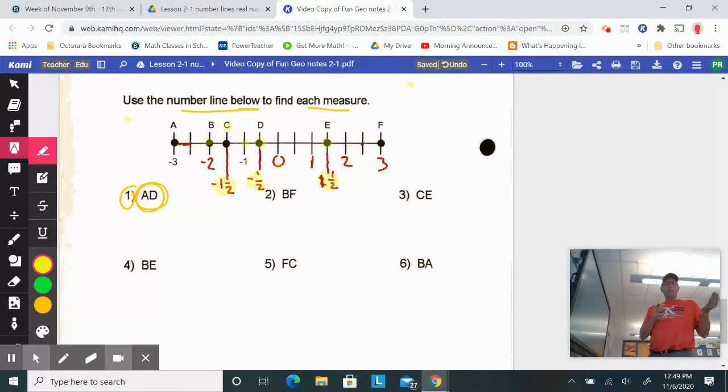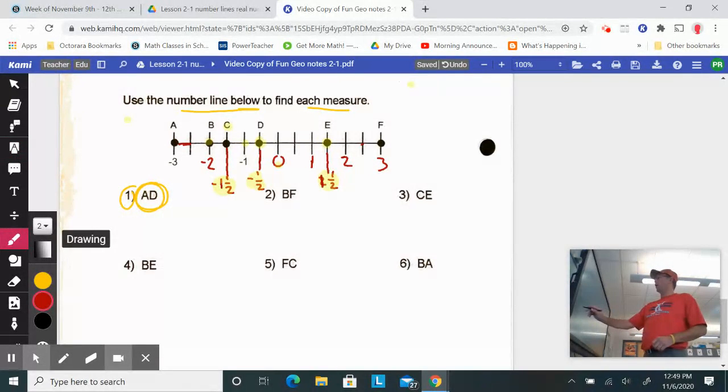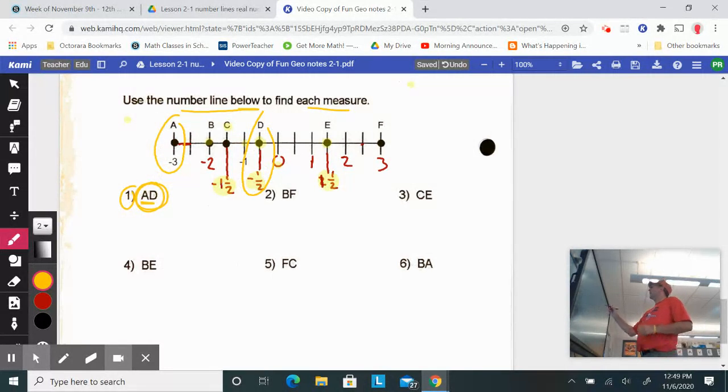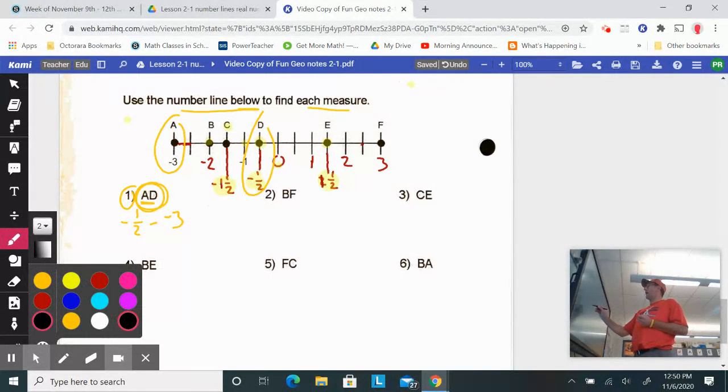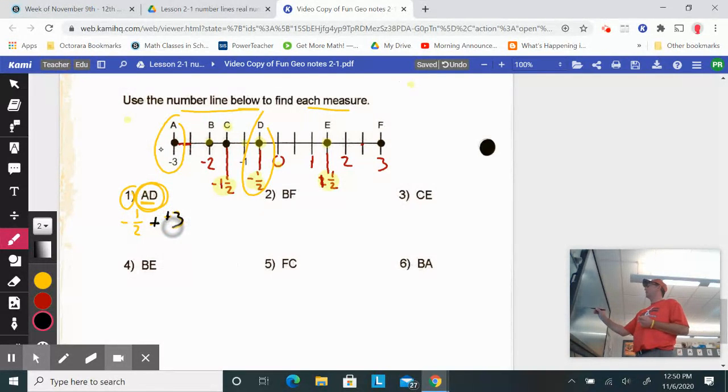So to find the distance between 2 points, you've got to know what values they are first. Let's finish up with number 1. It says the distance between A and D. A is -3, D is -0.5. -0.5 is greater, so my subtraction is -1/2 minus -3. Now you know and I know that to subtract a negative is the same as adding its opposite, so it's the same as +3. So we're really going to add -1/2 plus 3, which ends up being a +2 1/2.